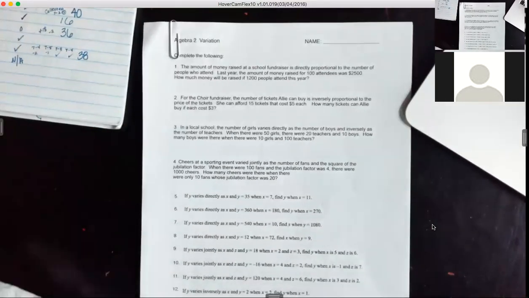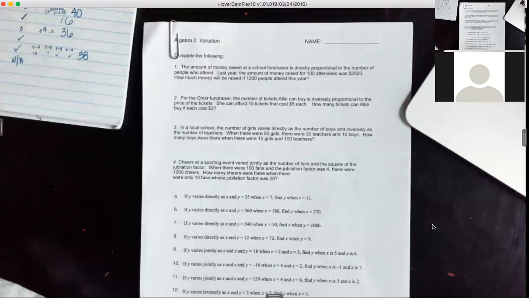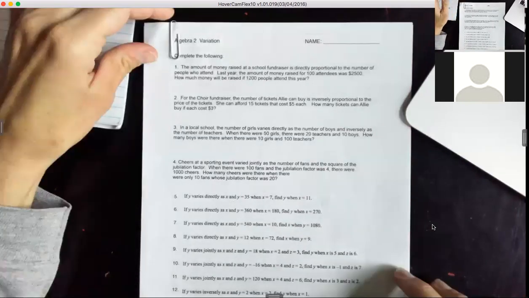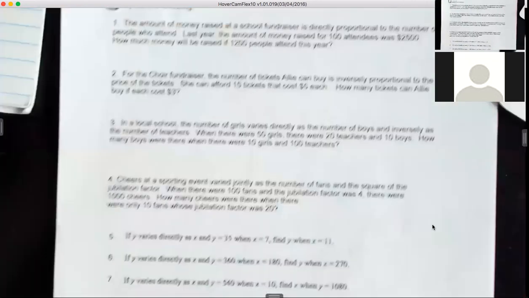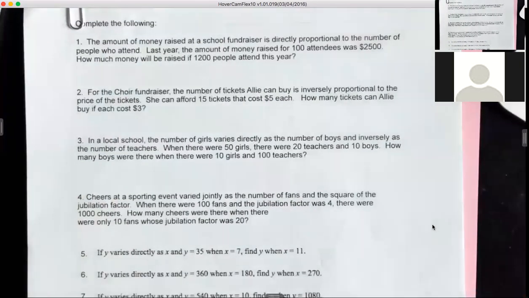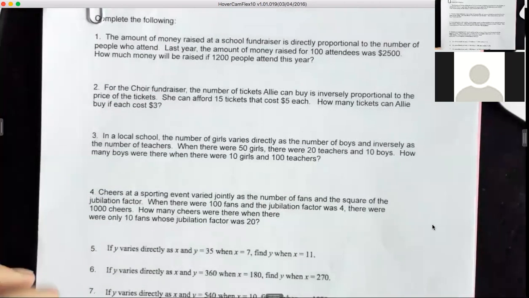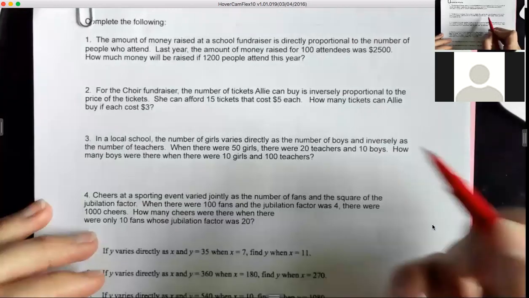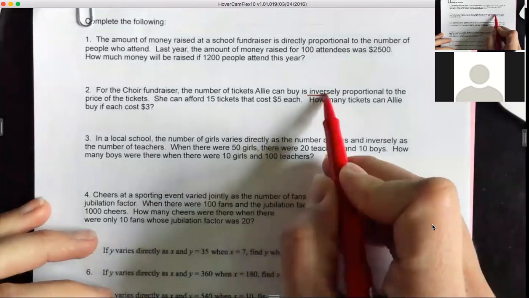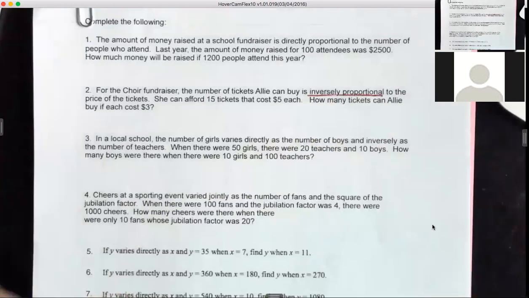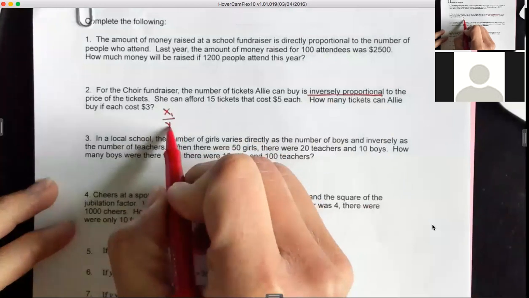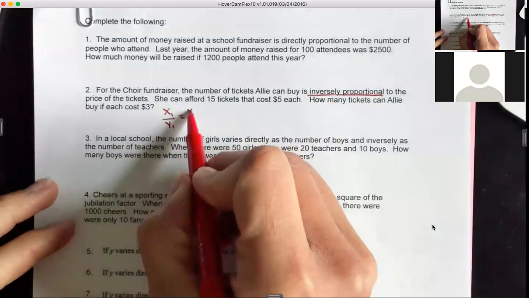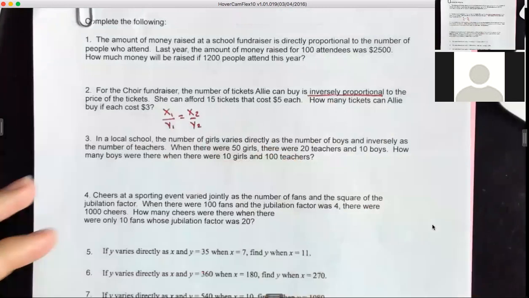I'm confused on number two. All right, so I'll zoom in. Choir fundraiser: the number of tickets Allie can buy is inversely proportional to the price of tickets. The first thing we're going to look at is that it says inversely proportional. So we're going to use the X1, Y1, X2, Y2 formula.